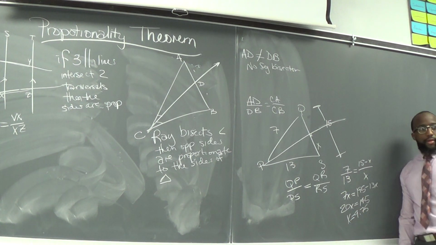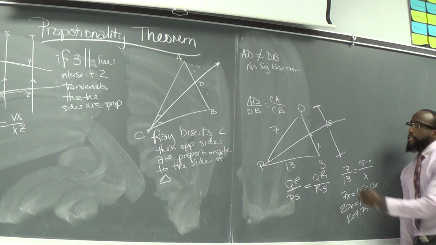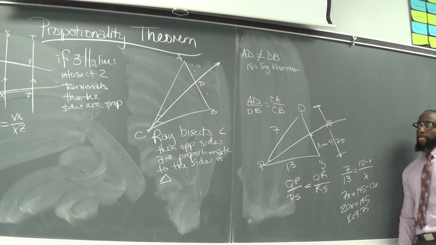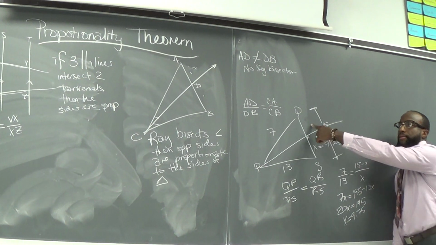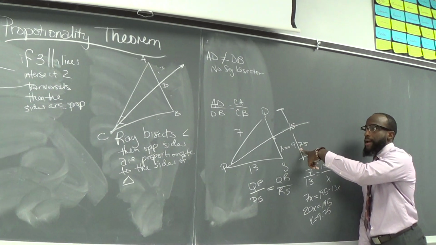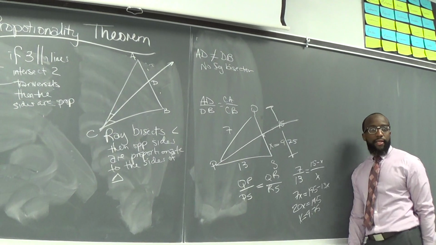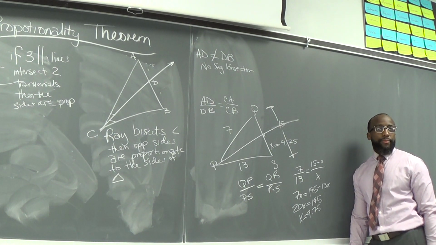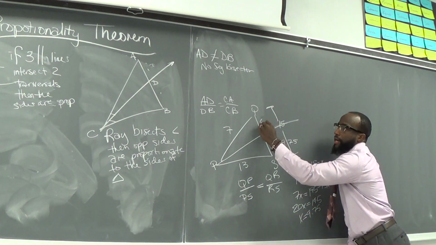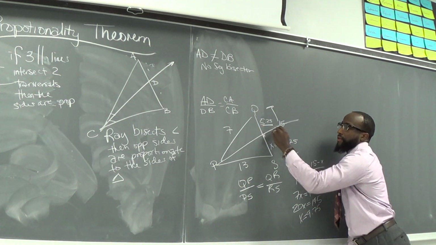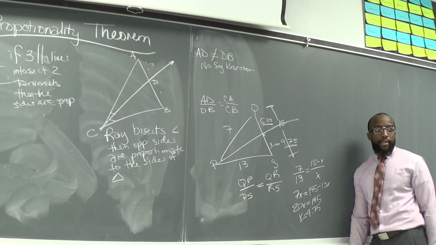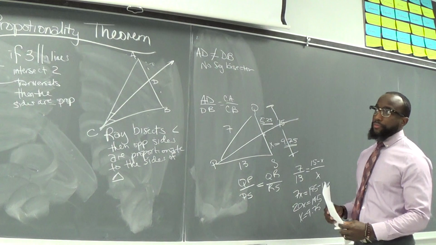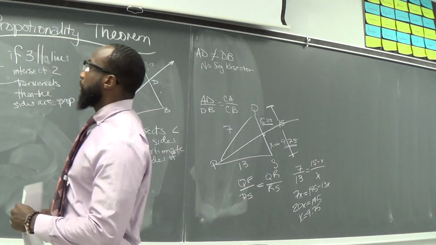So X equals 9.75. And in order to find out what this other side is, you subtract 9.75 from 15. And you should get 5.25. Right. Good job. Fantastic. We're making good time.